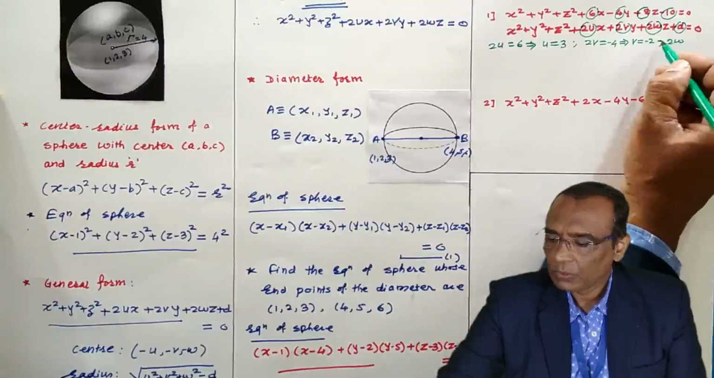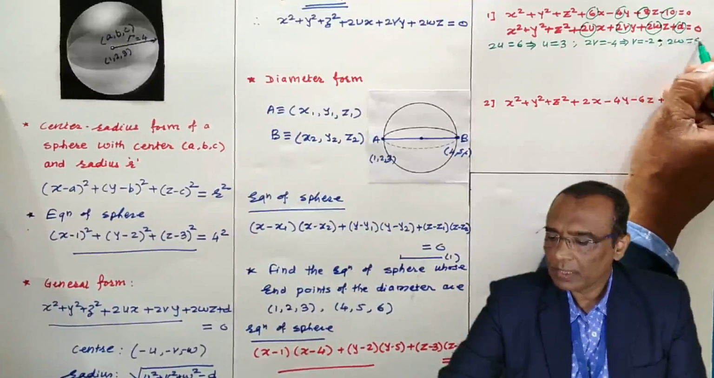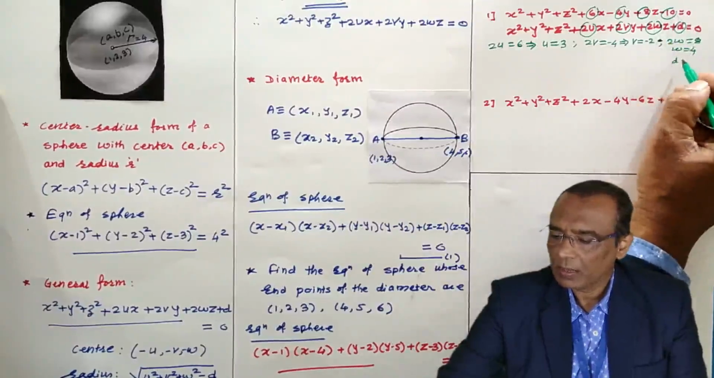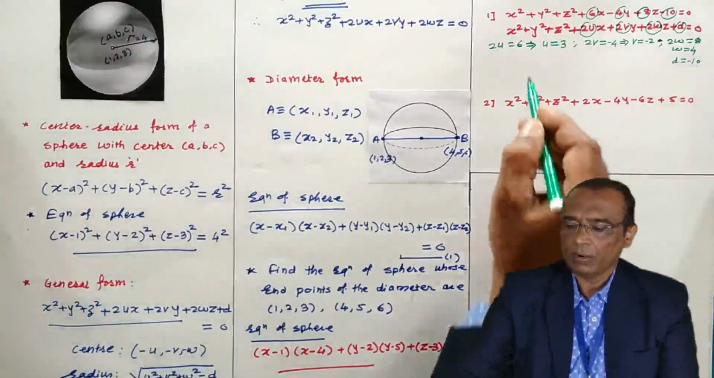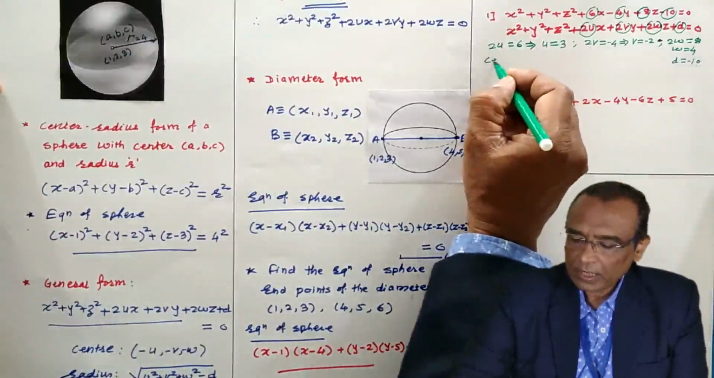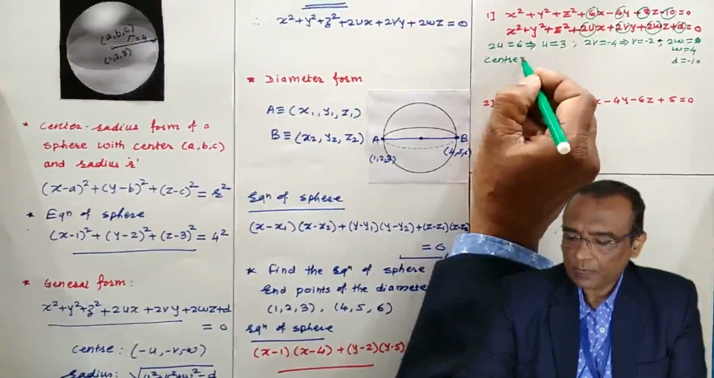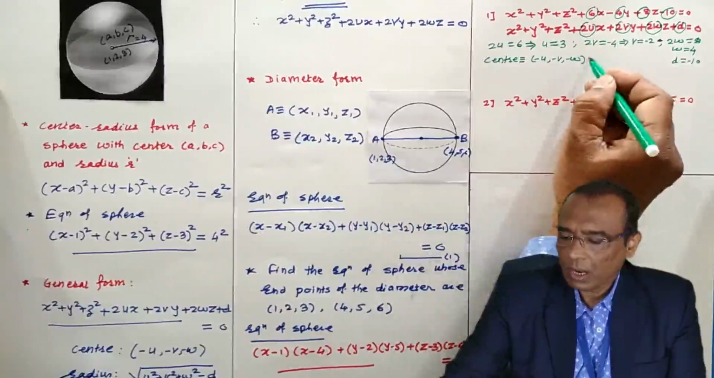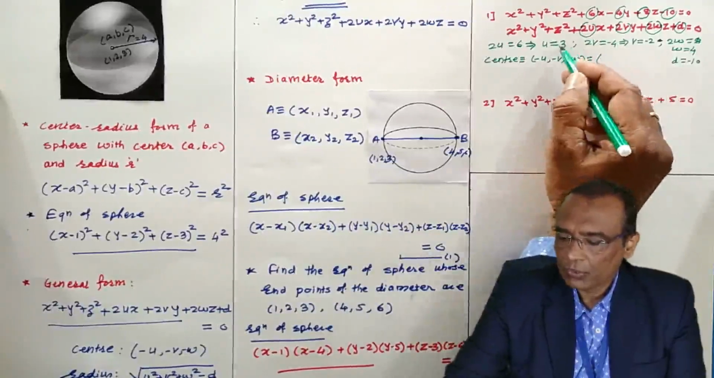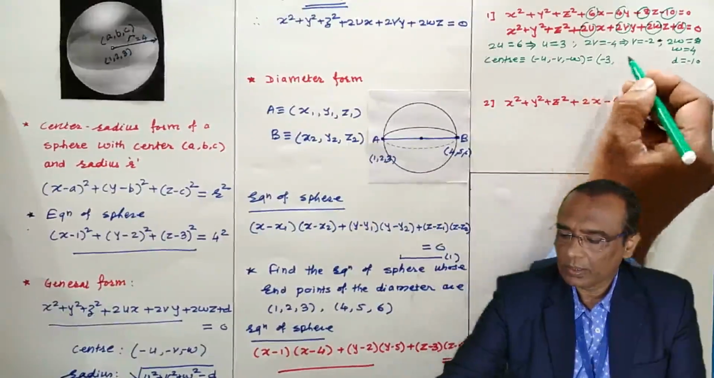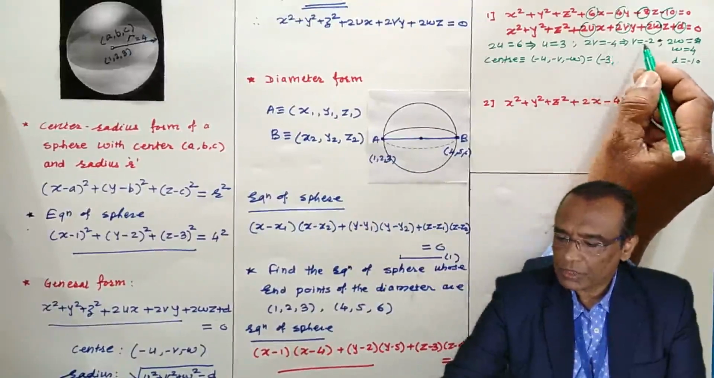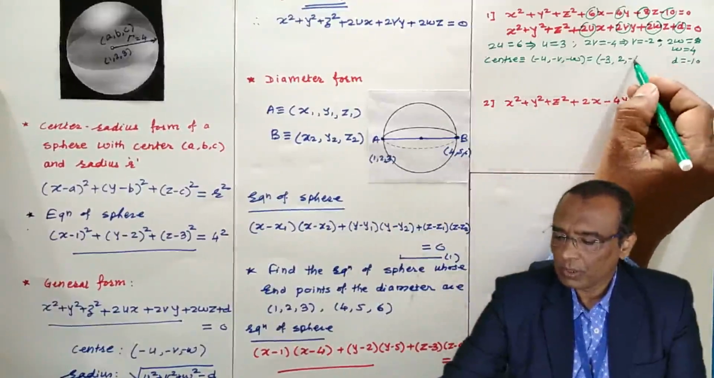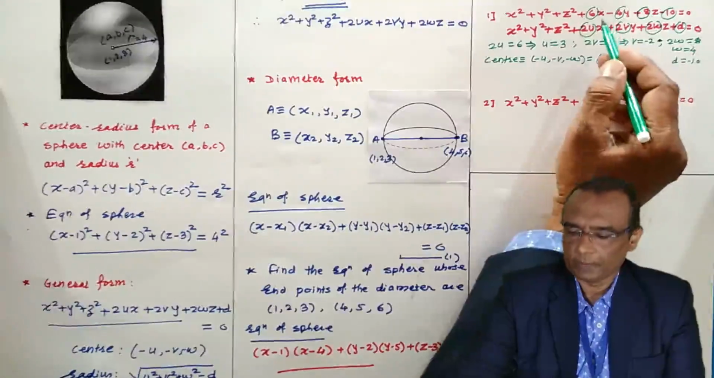2w equals 8, therefore w equals 4, and the value of d is minus 10. So how do you find the center? The center of the sphere is minus u, minus v, minus w. Putting in the values, u is 3, v is minus 2, minus minus will be plus, and w is 4. So this is the center of the sphere.